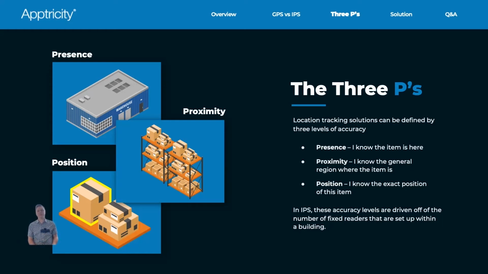But typically what we've experienced on the spectrum is people wanting to know, hey, my warehouse has everything that it's supposed to have, presence. But then we have people who are like, I need to know the exact area because I need to go find that and pick it, maybe pick, pack, and ship, right? Or I need to find it because maybe it's about to expire. And so that's where position really comes in, when you have to go find something quickly and get directly to it. So these accuracy levels are driven off of the number of readers that you set up within a building. That's basically the main takeaway here.